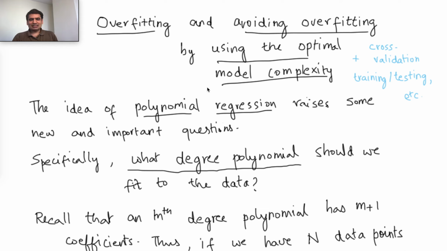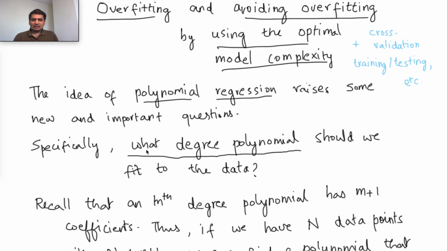Okay, we've already seen this phenomenon of overfitting to noisy data on the programming slash MATLAB side. So let's quickly review what we just saw. This little lecture is about overfitting and ways of avoiding overfitting by using the optimal model complexity. We will also touch upon things called training and testing, cross-validation, and so on.